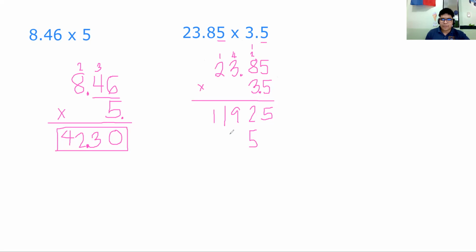8 times 3 is 24 plus 1, 25. 3 times 3 is 9 plus 2, 11. And then 2 times 3 is 6 plus 1, 7. All right, then 5, 7, 14. You can add this now. 14, 3, and then 8.